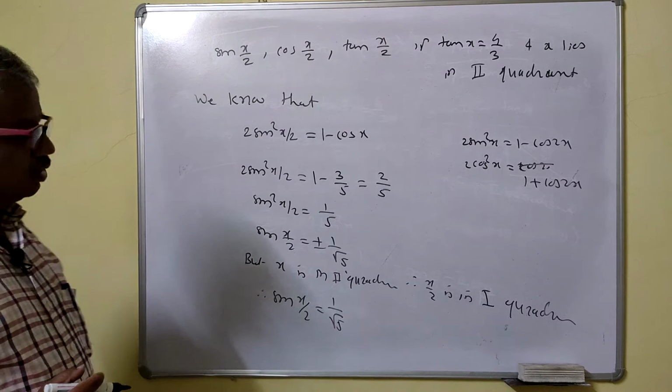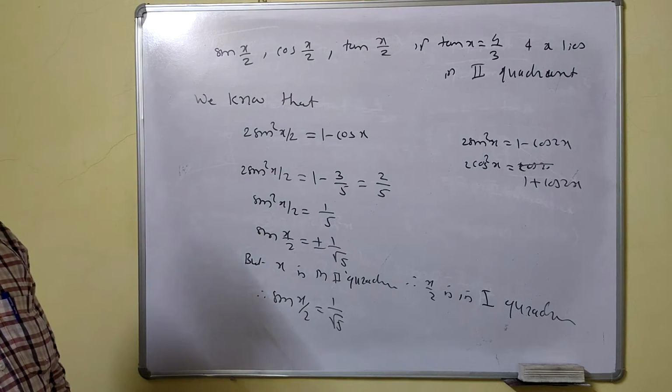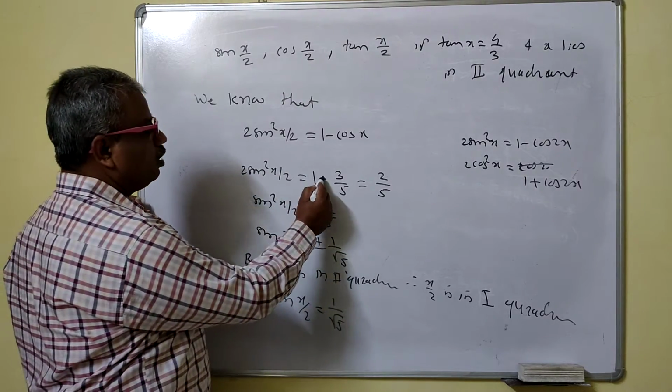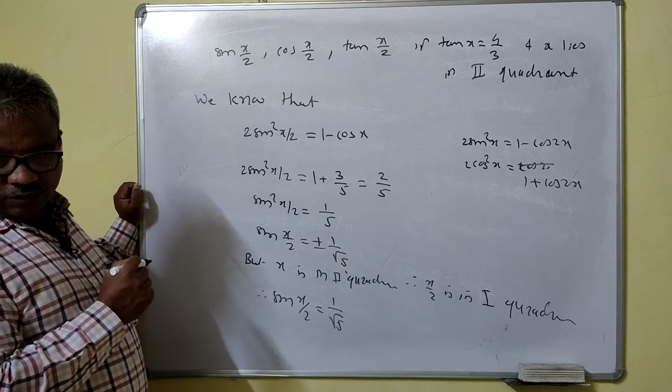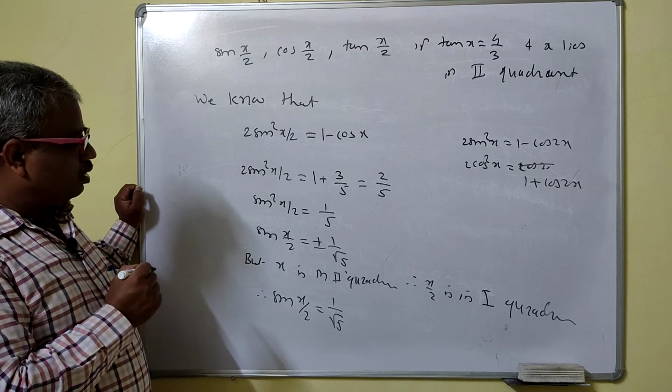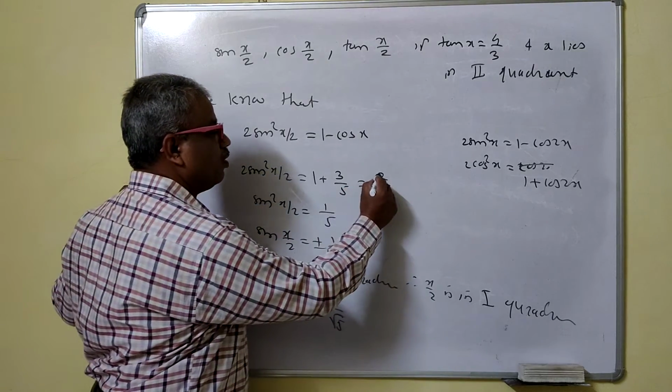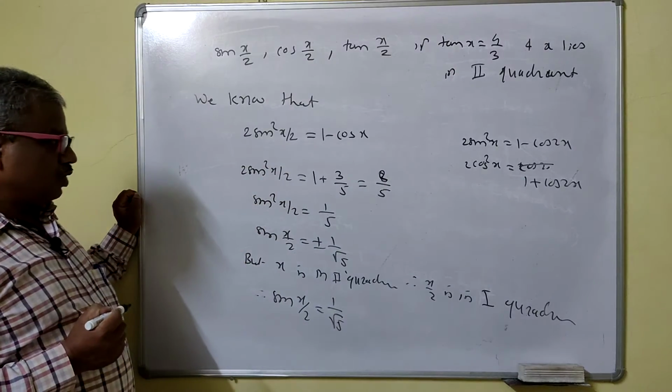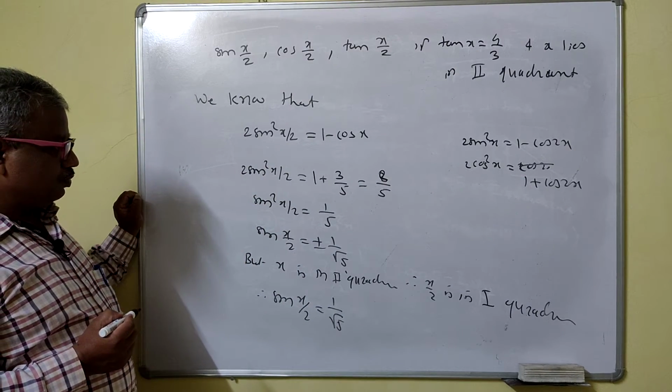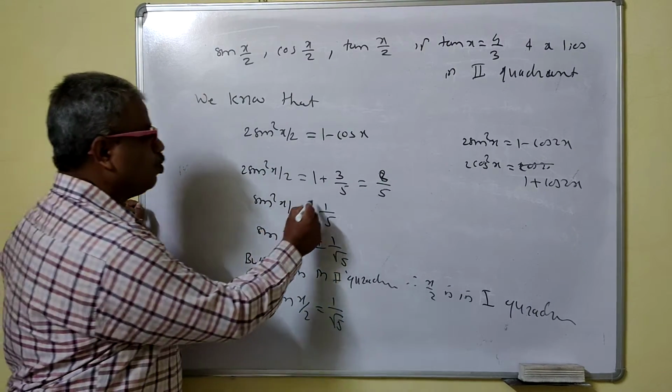What is the value of cos? Cos is minus, okay, so this will be plus now. So now this is 8 by 5. Right? So this is 4 by 5 then.